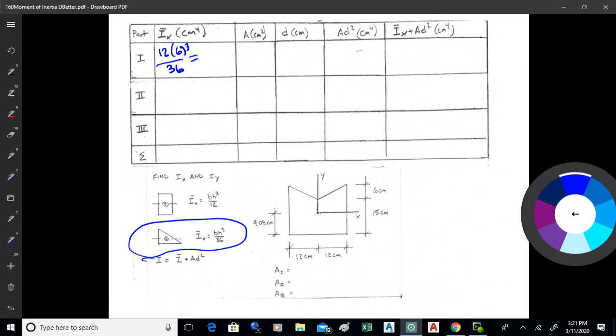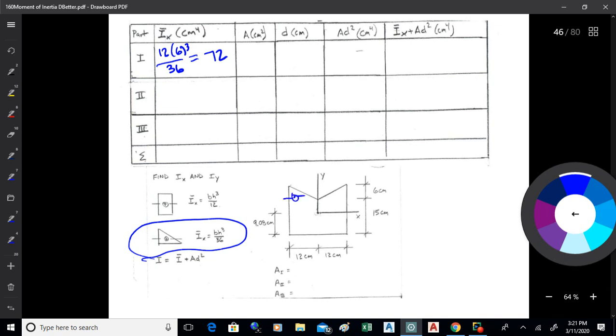So 6 cubed, is that 216 maybe? Maybe not. Is that 72 when I work that out? 72, okay, there we go. So that's 72. Now that's the moment of inertia of that triangle about its own centroidal axis right there.